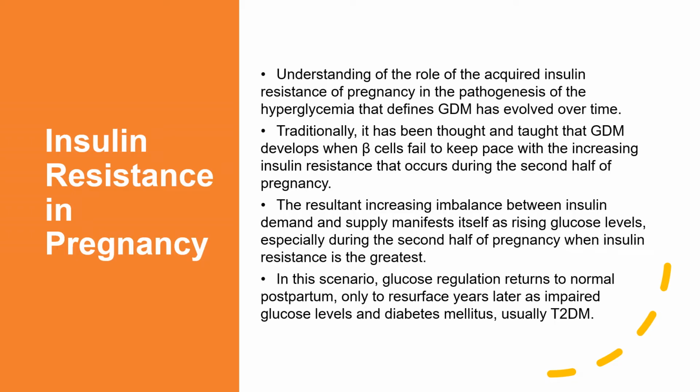Understanding of the role of acquired insulin resistance of pregnancy in the pathogenesis of the hyperglycemia that defines GDM has evolved over time. Traditionally, it's been taught that GDM develops when beta cells fail to keep pace with the increasing insulin resistance that occurs during the second half of pregnancy. The resultant increasing imbalance between insulin demand and supply manifests itself as rising glucose levels, especially during the second half of pregnancy when insulin resistance is the greatest. In this scenario, glucose regulation returns to normal postpartum only to resurface years later as impaired glucose levels and diabetes mellitus, usually type 2 diabetes mellitus.